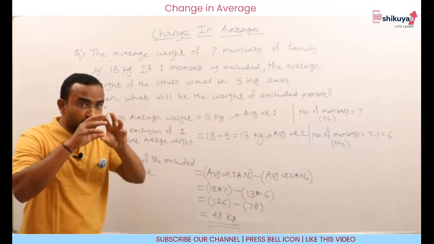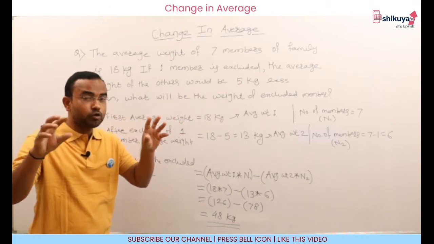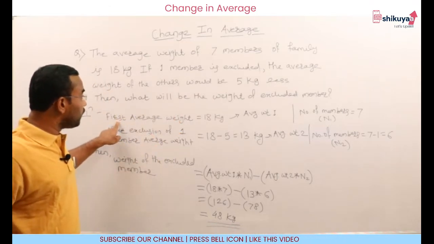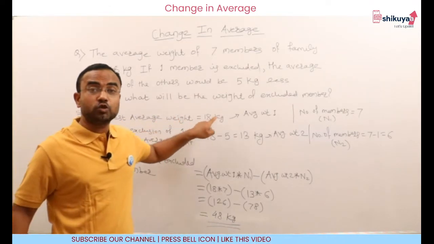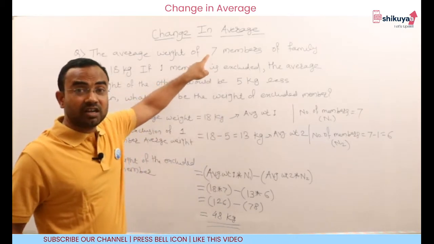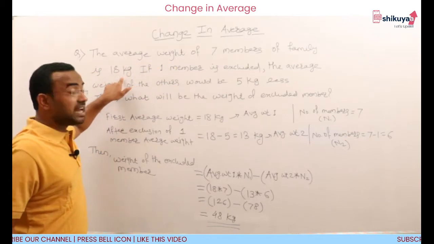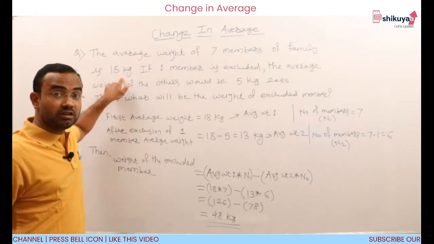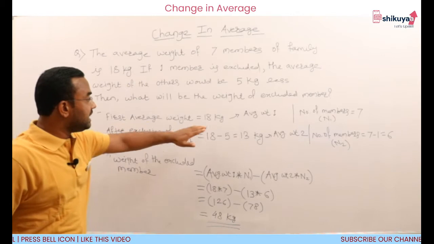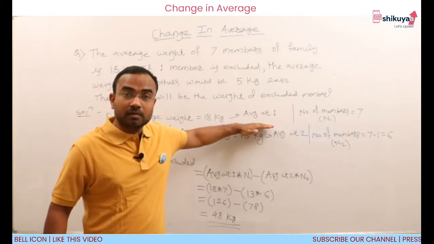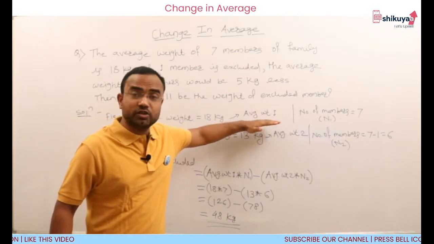First of all, we break this particular problem into a number of statements. First, the first average weight equals 18 kg, as it is mentioned in the problem statement itself. The first average is 18 kg before exclusion of the member. We can name it as average weight 1.